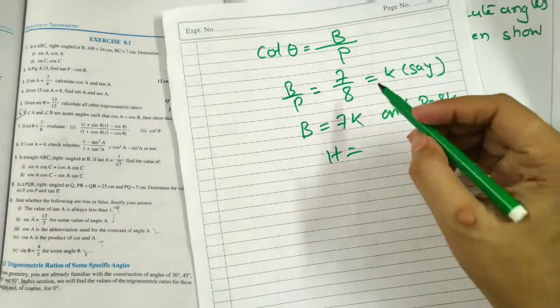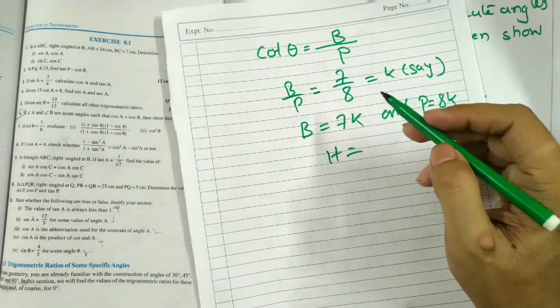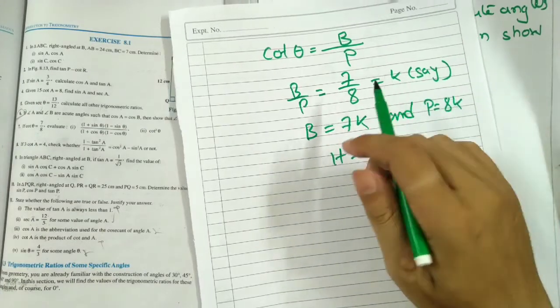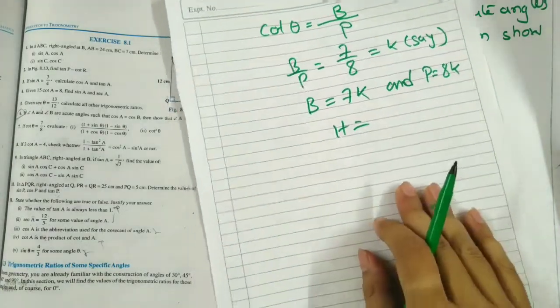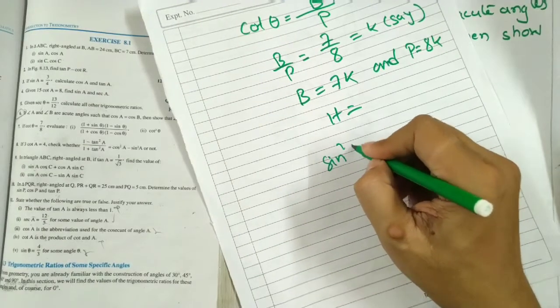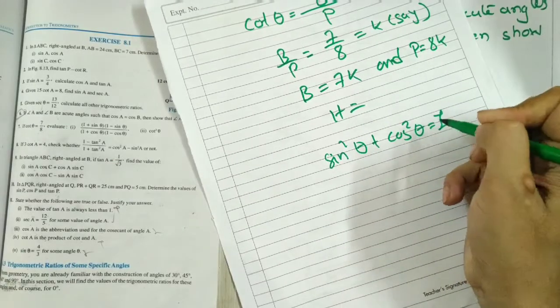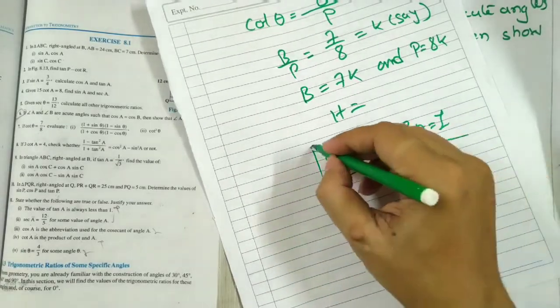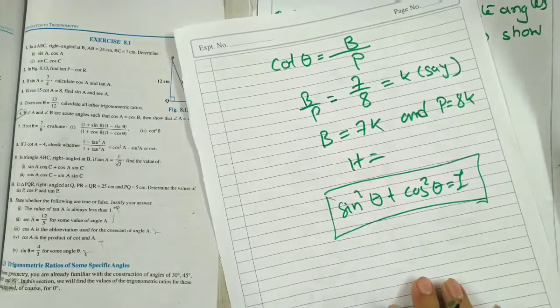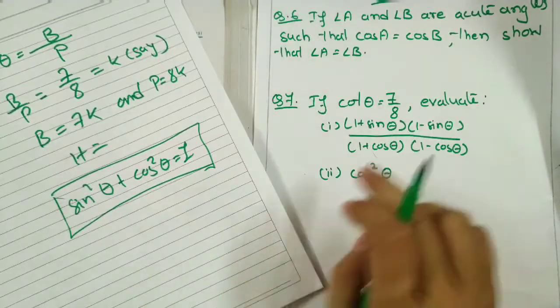But now we are not going to apply this method. We are going to apply a trigonometric identity. So there is an identity that we have to know. The identity is sine square theta plus cos square theta is equal to 1. We are going to use this identity and we are going to solve it. Okay, so two different methods to do the same question.